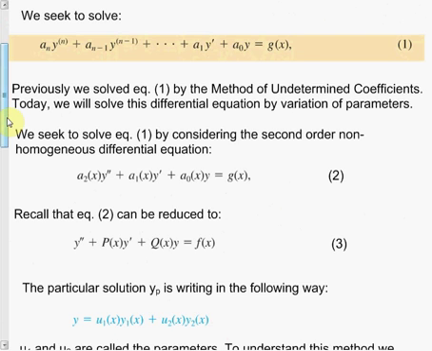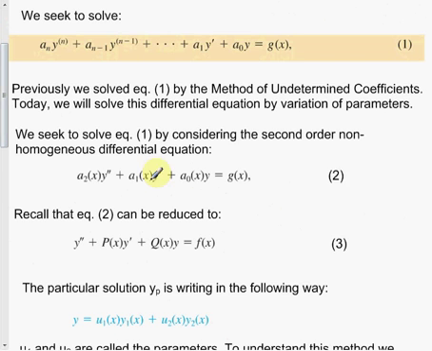We seek to solve equation number 1. That's this guy right here, by considering the second order non-homogeneous differential equation, this guy right here. This is equation number 2. It's the same thing as number 1, but here n is equal to 2, the second order differential equation.